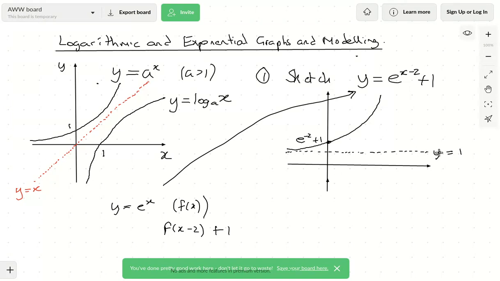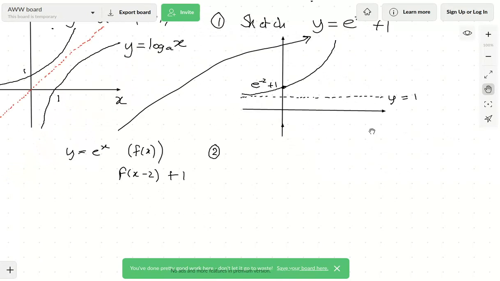But you should also put on the asymptotes for any curve sketching, particularly with log and exponential graphs, because they're often vertical or horizontal asymptotes. Let's do one kind of similar to that. Let's do one but with logs.